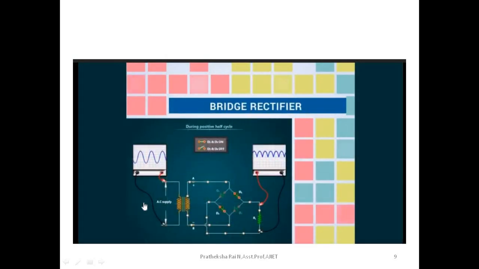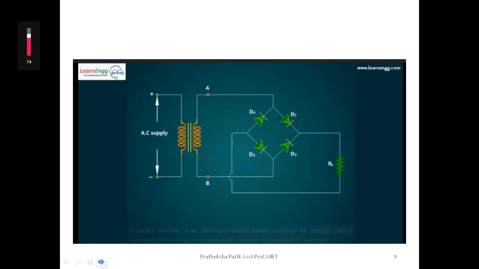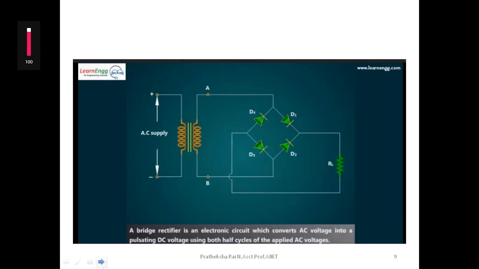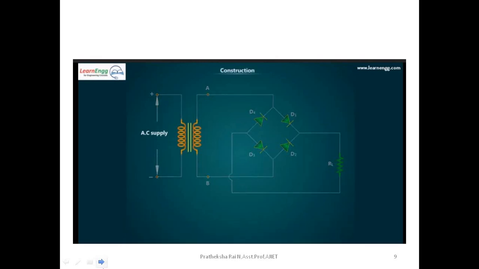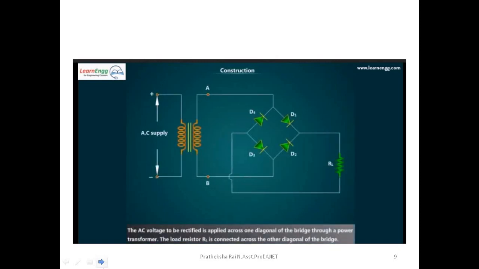Bridge rectifier. In this video we are going to see about the construction and working of a bridge rectifier. A bridge rectifier is an electronic circuit which converts AC voltage into a pulsating DC voltage using both half cycles of the applied AC voltages. Construction. Bridge rectifier consists of a transformer, 4 semiconductor diodes and a load resistor RL. The AC voltage to be rectified is applied across one diagonal of the bridge through a power transformer. The load resistor RL is connected across the other diagonal of the bridge.